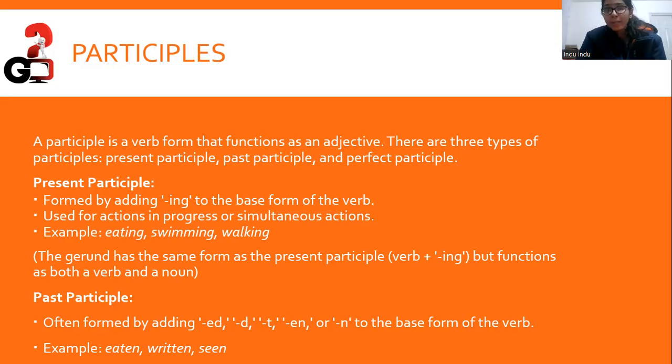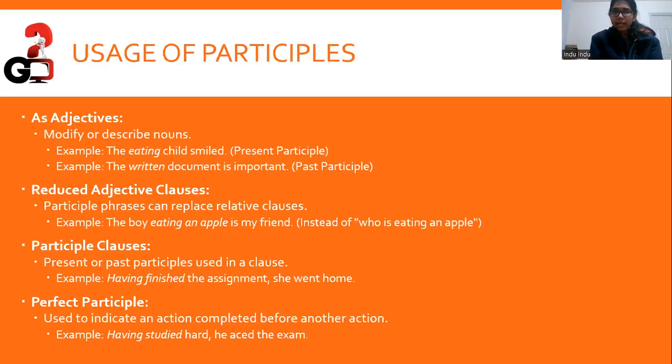The gerund has the same form as the present participle, that is verb plus ing, but functions both as a verb and a noun, right? But the participle functions only as an adjective. Past participle is often formed by adding ed, d, t, en, or n to the base form of the verb. For example, eaten, written, seen, taught, read, spoken, right?